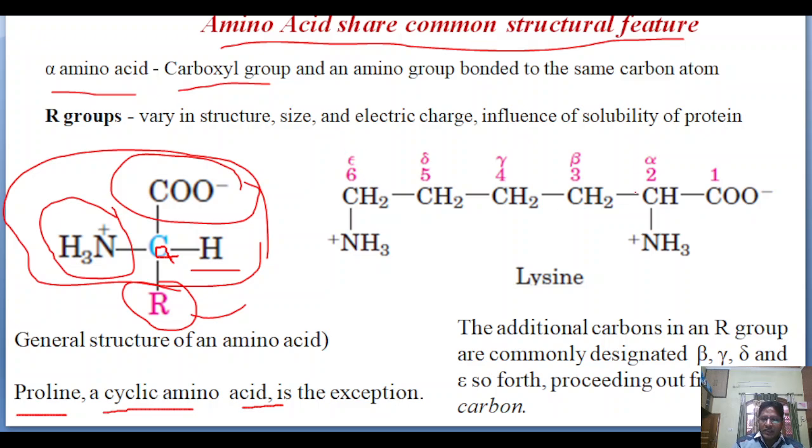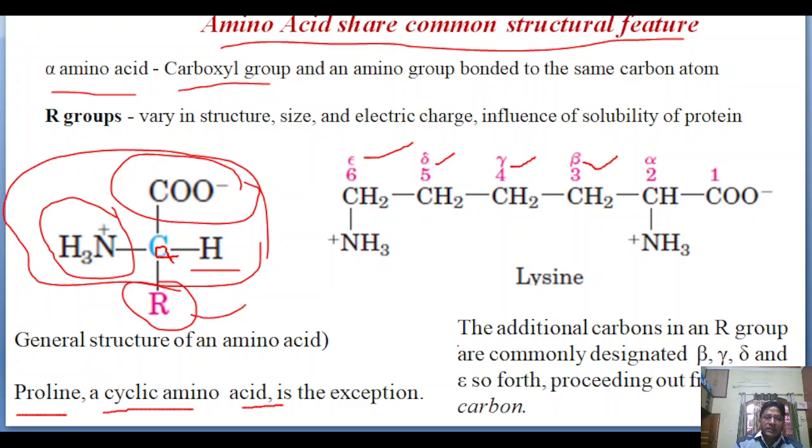How are the additional carbons named? It is the alpha carbon, then the next to this alpha is the beta carbon, then next to the beta is the gamma carbon, and delta, and then epsilon, and so on. In this way these additional carbons are named in amino acids. So this is the structure of lysine.